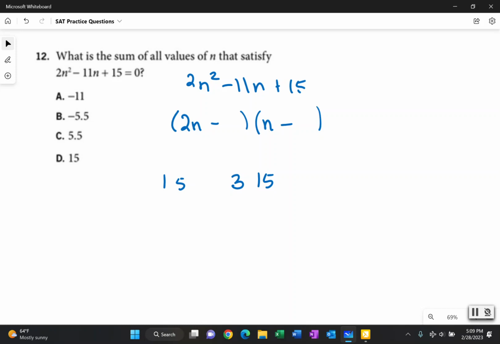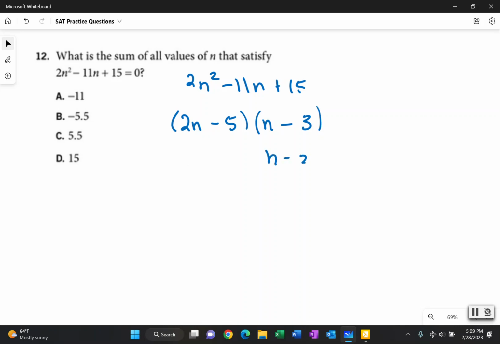So in order for us to get 2n times 3, we need to make sure that's over here, and the 5 is over here. All right, so we're getting closer. That is for sure to our final value. And if we set both of these values equal to 0, we'll get our two values that we can add together to find our sum.